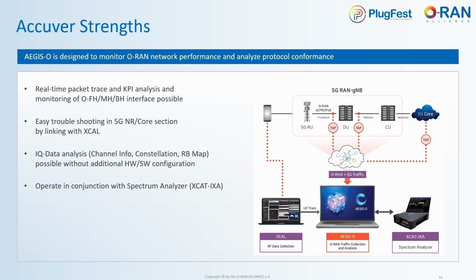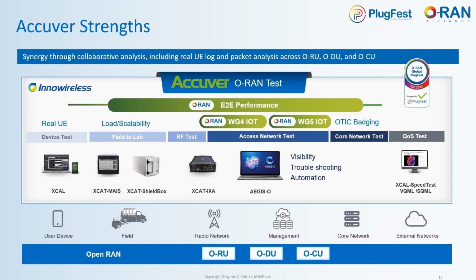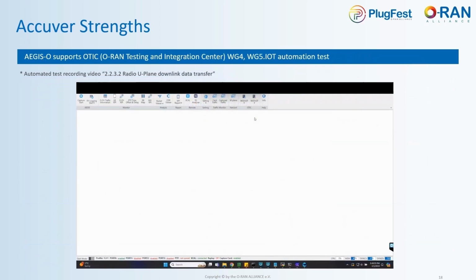Spectrum Analyzer measures the time and frequency offset of the RU. With this portfolio, we covered TIFG end-to-end test and Working Group 5 IoT, as well as Working Group 4 IoT so far. Accuver also provides automated features for IoT and E2E testing, a pivotal step for the complete and successful implementation and commercialization of the O-RAN solutions. Let me give a short demo.